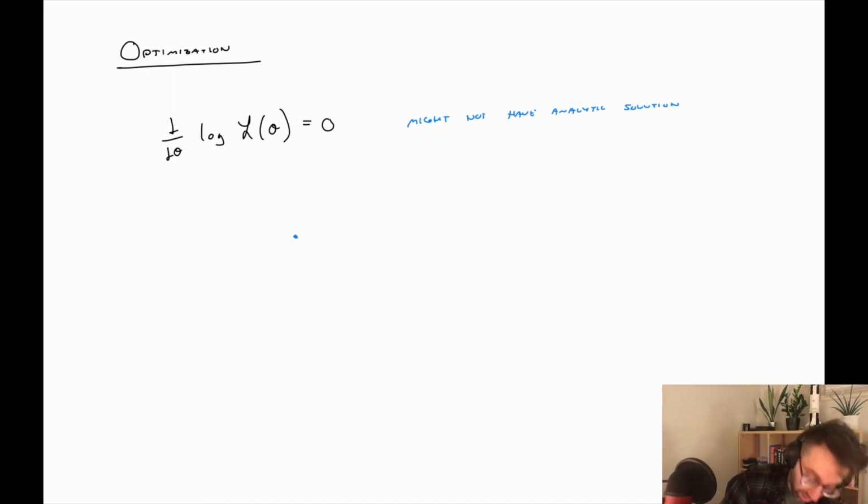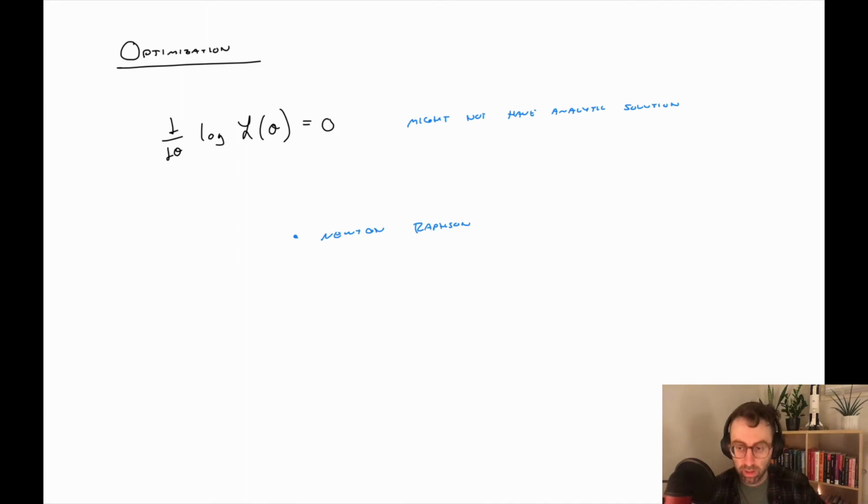So in the homework, you're going to encounter two of these. One is Newton-Raphson, which is a pretty simple root solving idea. And then in the challenge problem this week, you're going to look at the EM algorithm, which you'll use to fit a mixture model, should you choose to accept the challenge question. Okay, so just a note there.